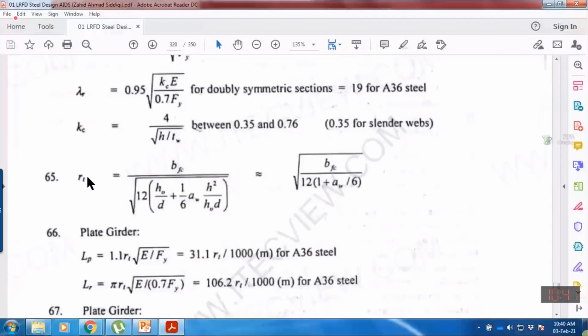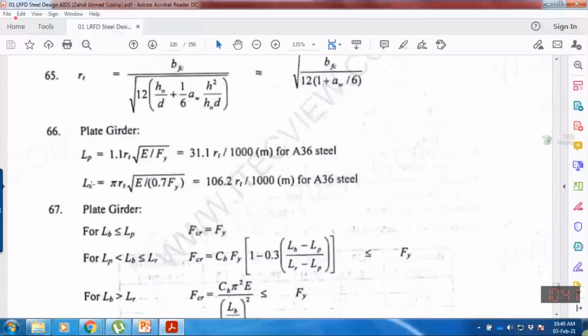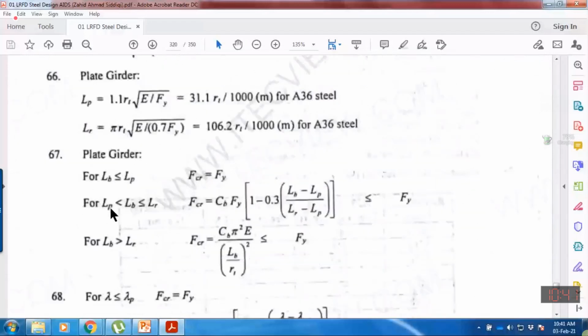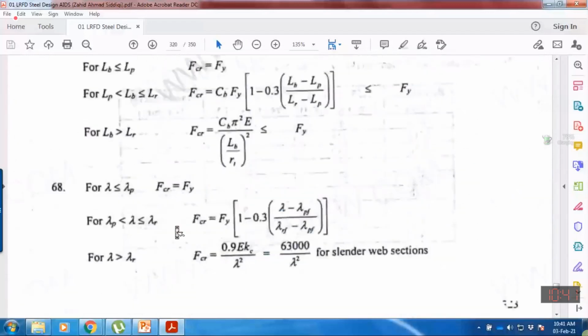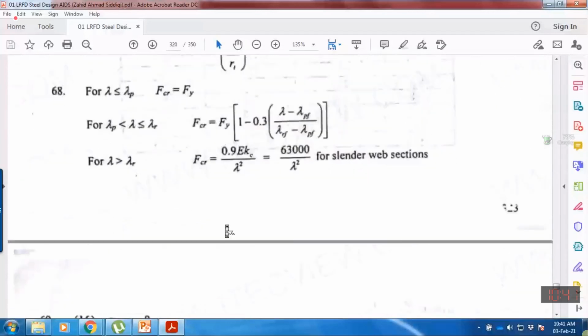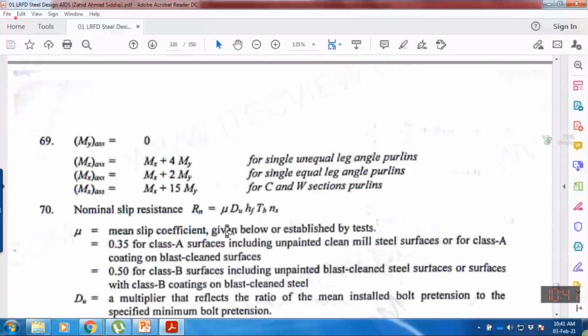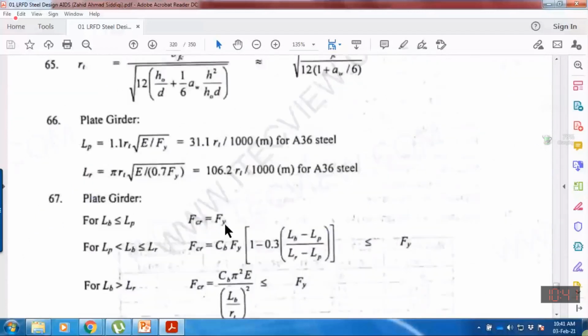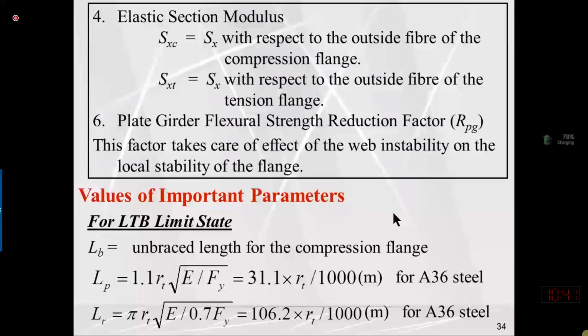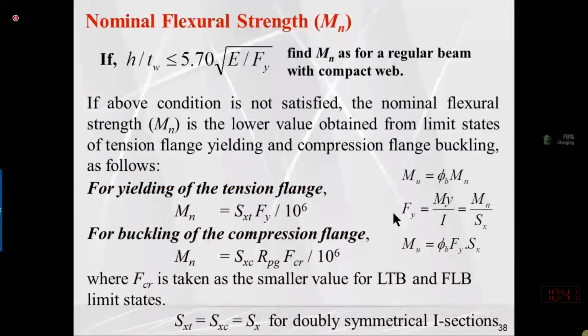Similarly, based on lateral torsional buckling, formulas are also given. And based on plate local buckling, the formula for the FCR value is also given. So if the moment carrying capacity is more than the applied load, then that is okay.